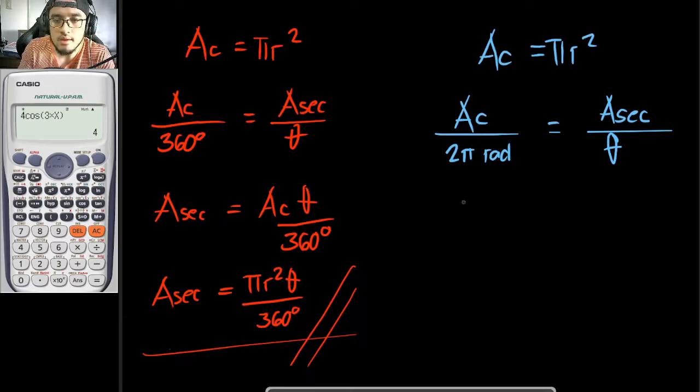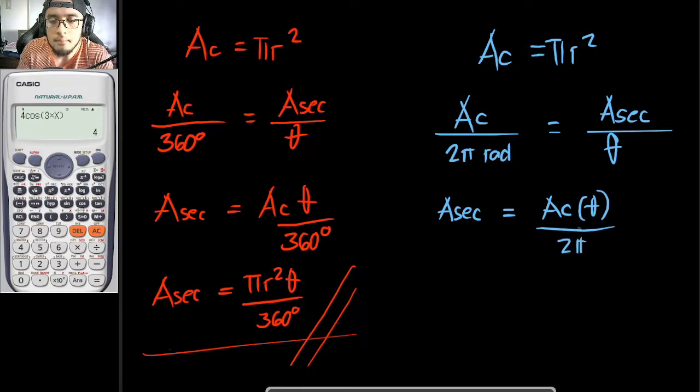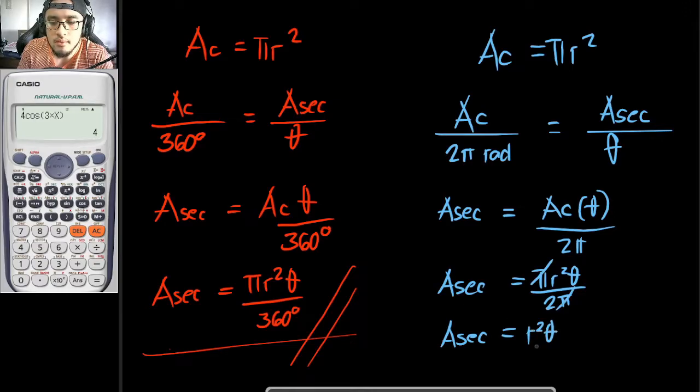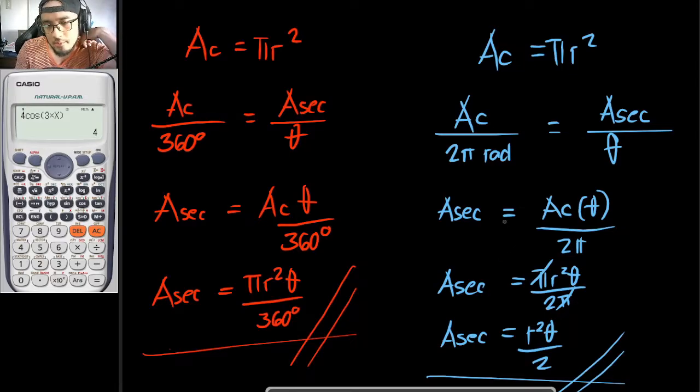Okay, so from that, cross multiplying, your area of a sector is equal to AC times theta divided by 2 pi. So the area of the sector is equal to, what is the area of a circle? That is pi r squared theta divided by 2 pi. So pi would just cancel out, giving r squared theta divided by 2. If your angle is in terms of radians, you would use this formula right here for the area of a sector.